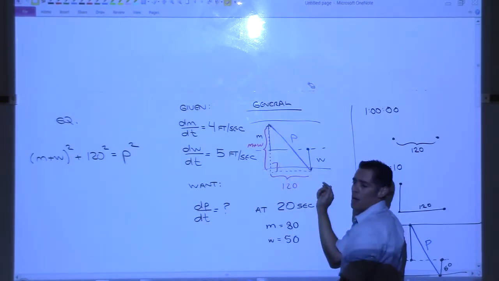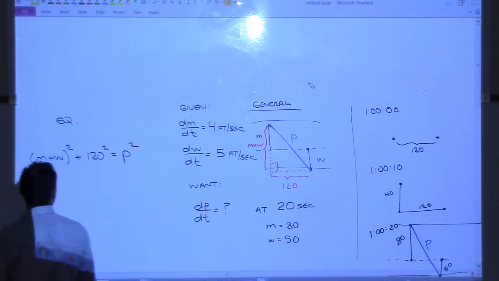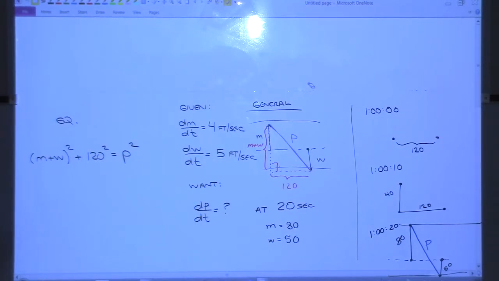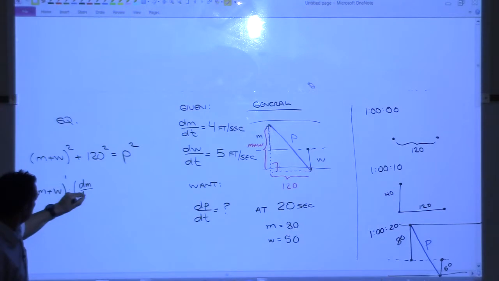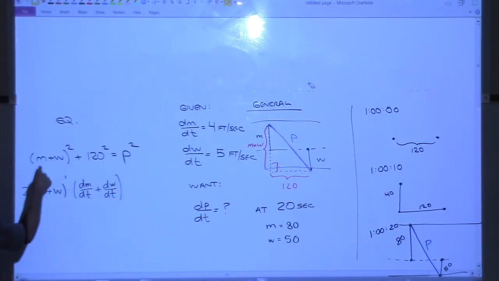And then P is the hypotenuse of the right triangle. So we got A squared plus B squared is C squared. I'm going to take the derivative right now. I'm not going to FOIL that out or anything. Just going to take the derivative. I'm going to use the chain rule. So the derivative of this squared would be 2 times M plus W to the first power, times the derivative in here, dm dt plus dw dt. So I'm having to take the derivative of each one separately because there's addition between them.